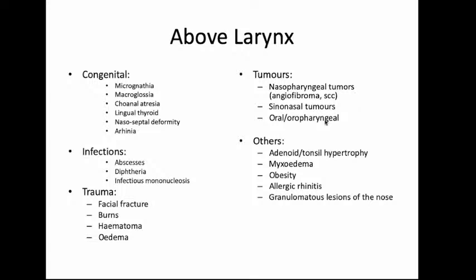And then among the others, we all know about adenoids and tonsils that hypertrophy in children, causing them to snore and have difficulties in breathing.